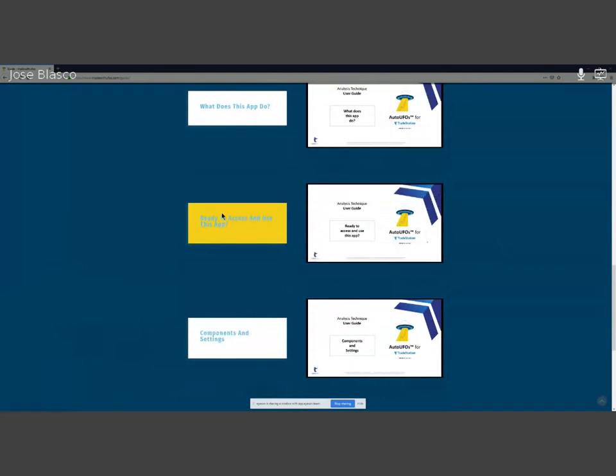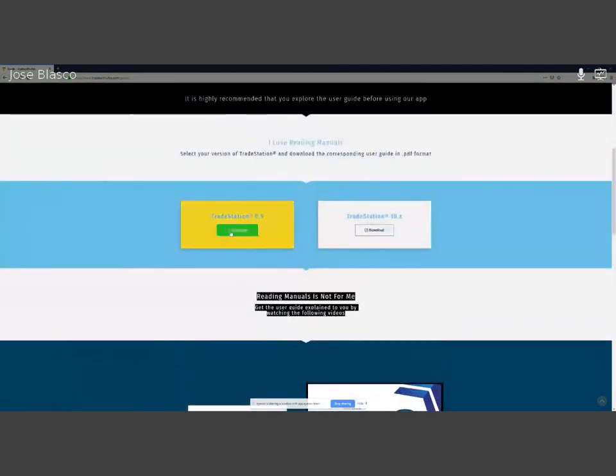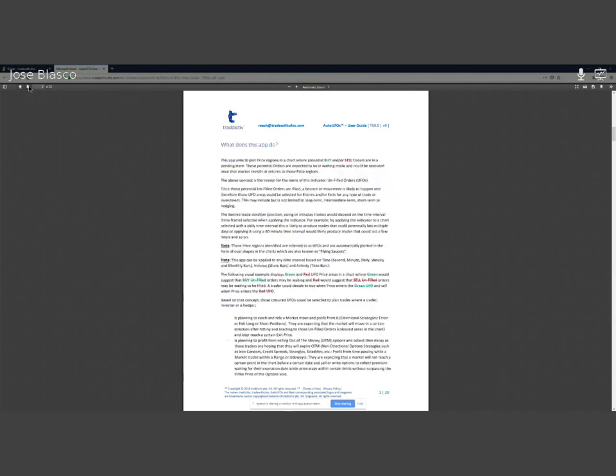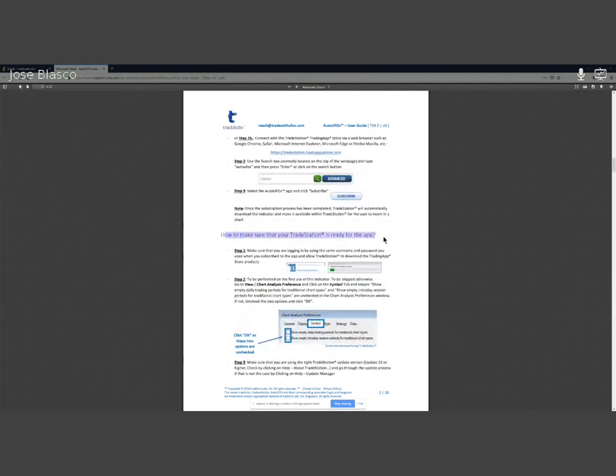So this is the video you want to watch to fix the problem I'm about to explain. You can watch this video on getting ready to access and use the app, or if you want to download the manual, you just click download. We have the manual here, and I'm just gonna move to page 5. So this is the user guide. On page 5, it talks about how to make sure your TradeStation is ready for the app.